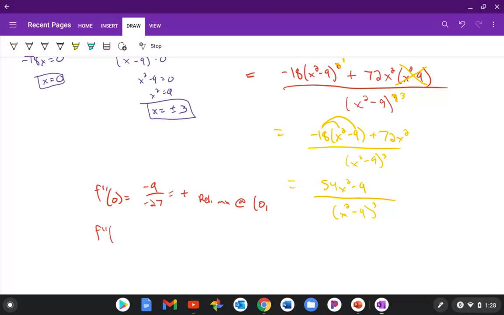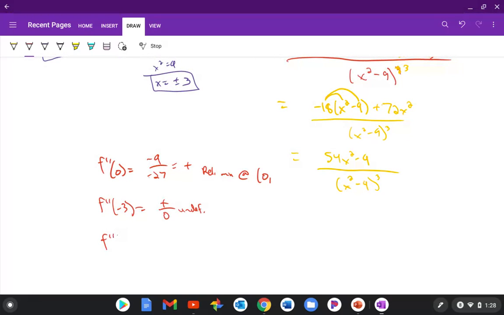F double prime of negative 3. Let's see, that's going to give us a big positive on top, so we square it. And on the bottom, we would get, I think it's 0, right? Yeah, so undefined. Which means we actually have to use the first derivative test. That's not good. Let's try positive 3. I think we're going to get the same thing. Yeah, we're going to get a big number on top and then undefined on the bottom. Bummer.